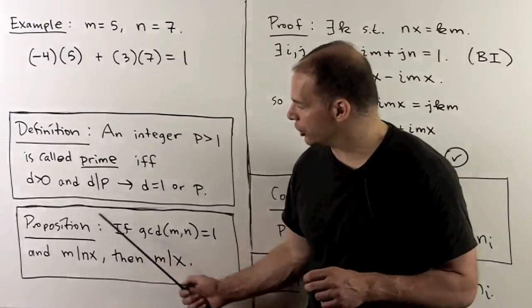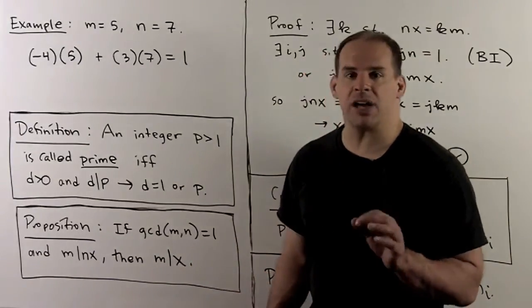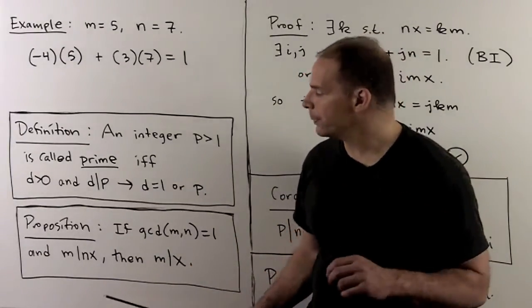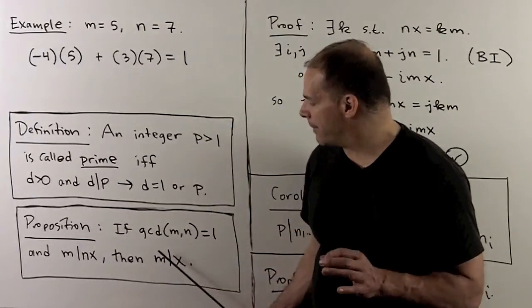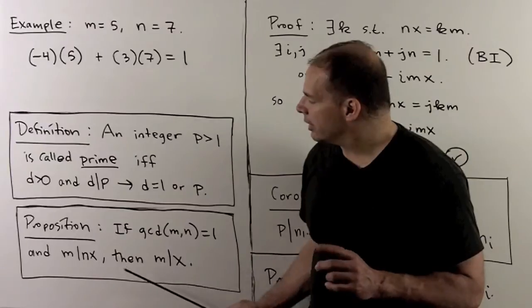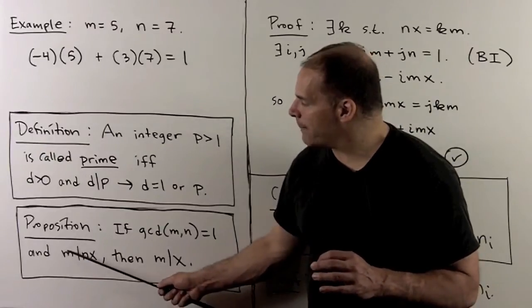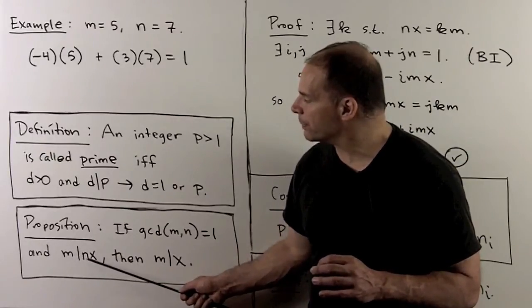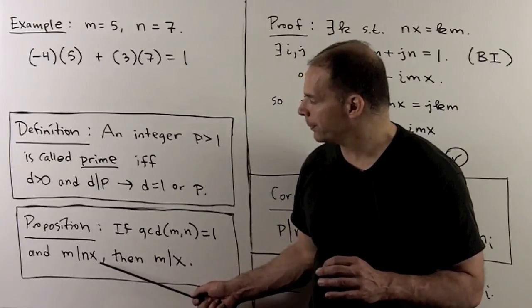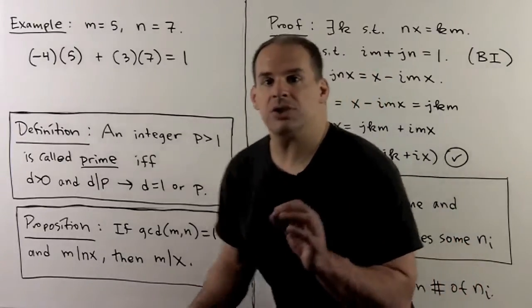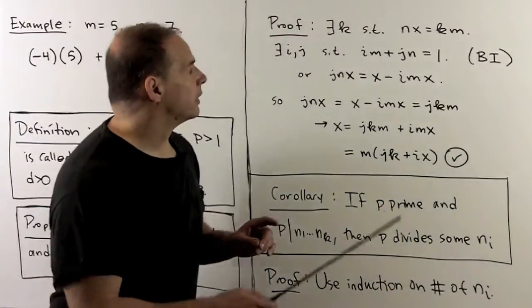Next, we have a proposition. If the greatest common divisor of m and n is equal to 1, with m divides n times x, then we have to have that m divides x. So the way to think of this, because m and n have no common factors, all the factors of m have to go to x. We see this using Bezout's identity.